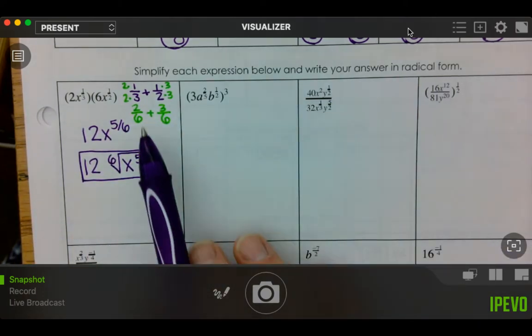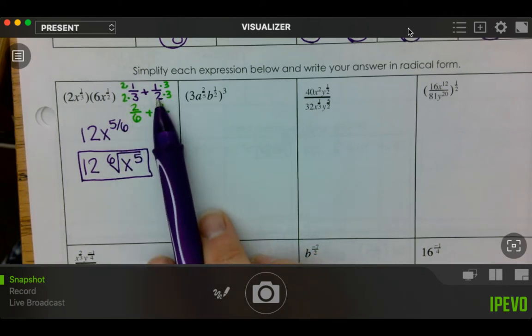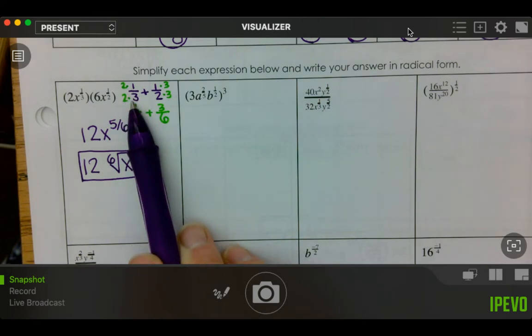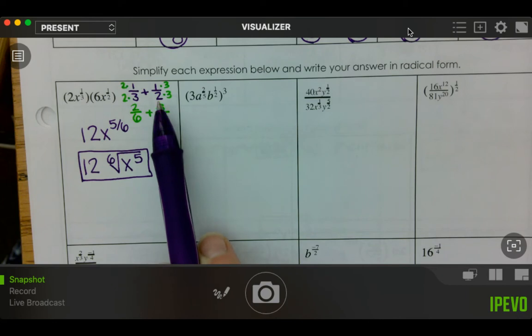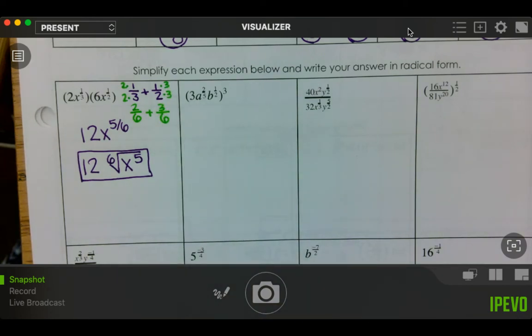Hey, if you need more help with adding and subtracting fractions, I will try and share a video that has this on there as well. But I basically multiply by 2 to get this to be 6 on bottom, and 3 to get this to be 6 on bottom. But you have to multiply the top and the bottom of a fraction by the same number. Then I have the next one.